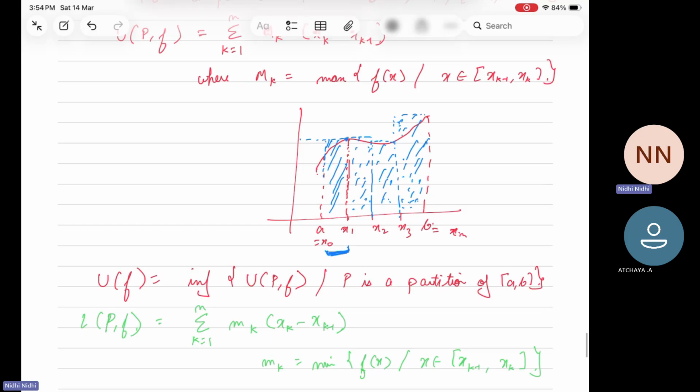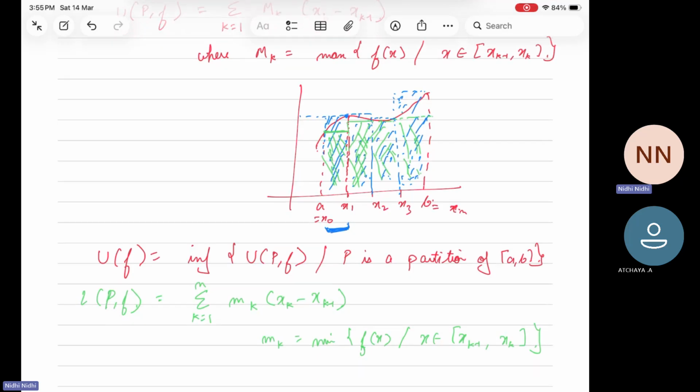In this case, suppose let's look at the first interval. The infimum is somewhat here, so we are taking the area of this rectangle. Then in the next interval the infimum is somewhat here, so we are taking the area of this rectangle and the area of this rectangle. Then we add up all these rectangles. In this case, the sum is lesser than the area under the curve, and the finer the partition is, the more the area increases.